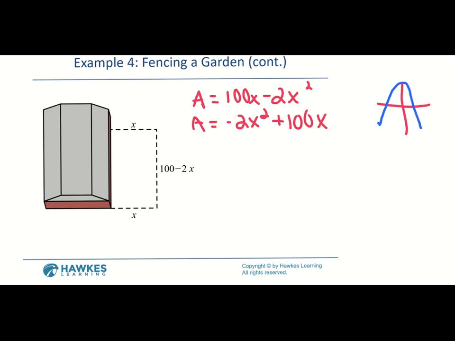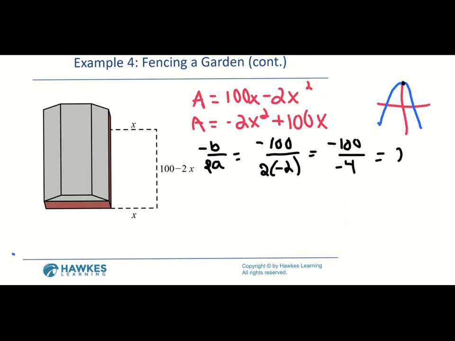To find that vertex, and again, when we graph it, the a is negative, so it's going to open down, so that vertex is going to be our maximum value. So let's do the opposite of b over 2a to get my h value. The opposite of b would be -100 over 2 times -2. So it's going to give me -100 divided by -4, and that's going to give me 25. So h is 25.